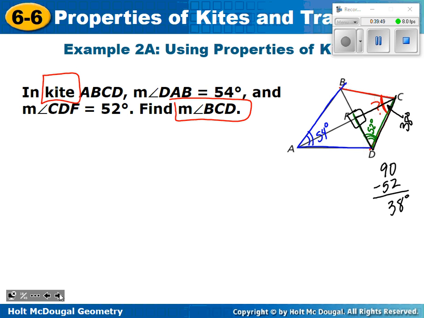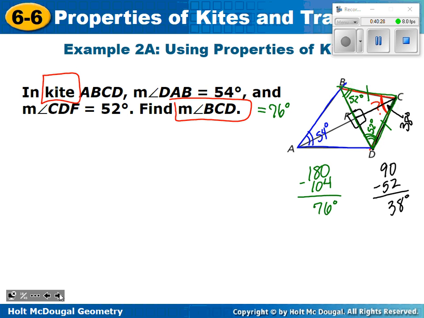Another way you could work it is to say, if it's a kite, what do we know about BC and DC? They're congruent. So then that means this triangle right here is isosceles, right? Which means if this is 52 degrees, then this angle over here is 52 degrees. And then in the great big triangle, 52 plus 52 is how much? 104. So 180 minus 104 is how much? 76 degrees, which is what we're looking for, right? Which would be 38 times 2.